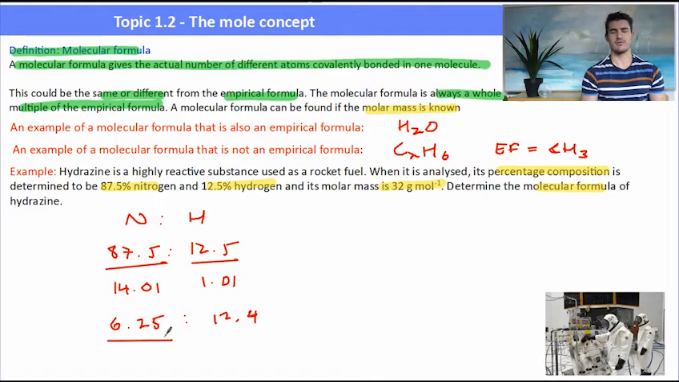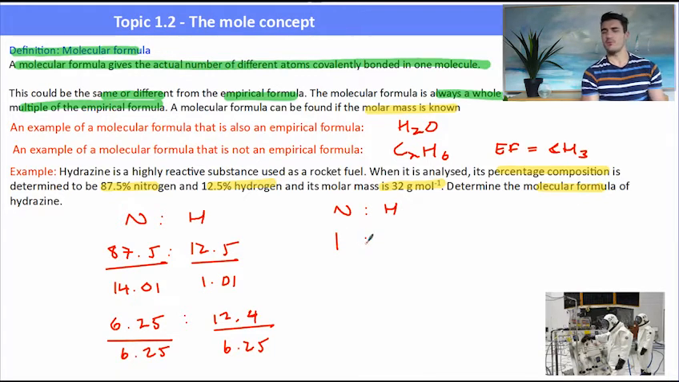1 nitrogen for every 2 hydrogens. Now the value is 1.98, but that's approximately a 1 to 2 ratio, so we could simply round that up. So our empirical formula is NH2.